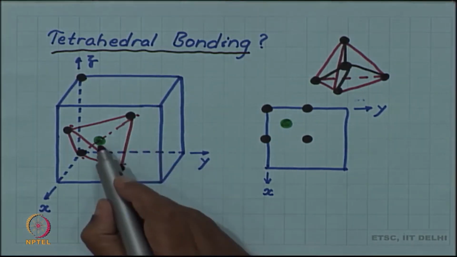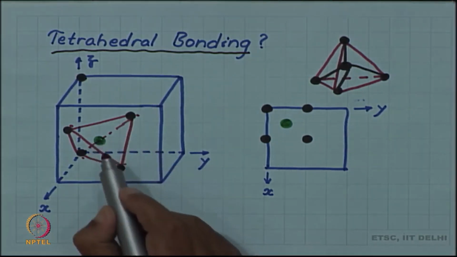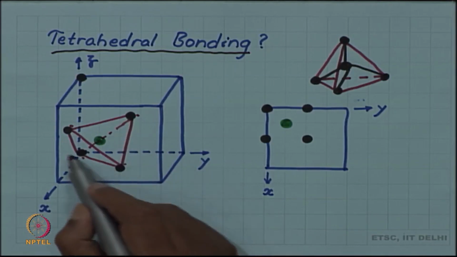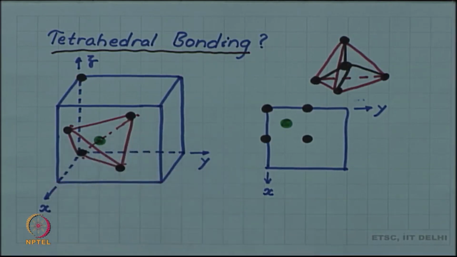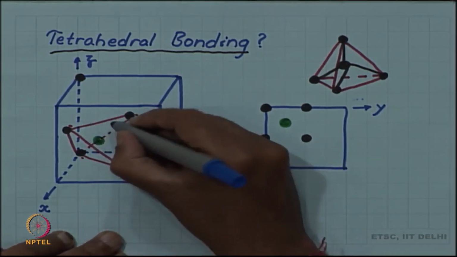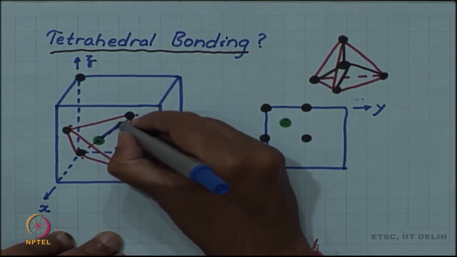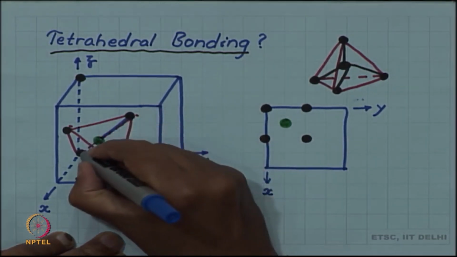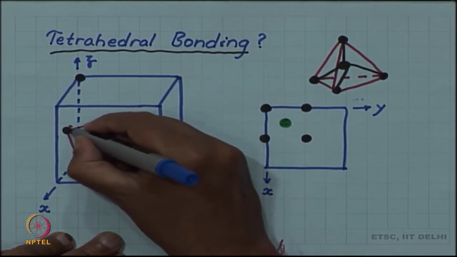And then this 1/4, 1/4, 1/4 atom on the body diagonal, you can show is exactly the centroid of this tetrahedron. So, this is where this green atom, the one sitting on the body diagonal, forms a tetrahedral bonding with all the 4 neighboring carbon atoms.